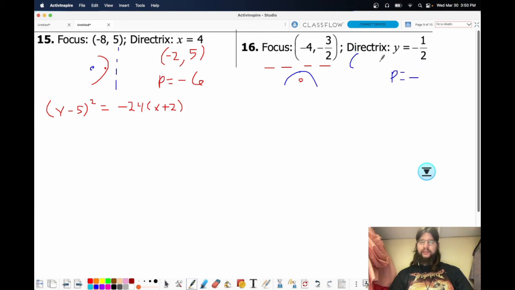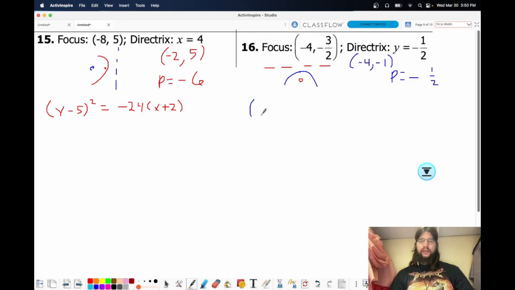Our vertex, the x value has to be the same as the focus. It's got to be right in the middle of those guys. Add them up and divide by 2. Negative 3 halves plus a negative half. That's negative 2 divided by 2 is negative 1. So we're half a unit away from each of those. So P is a half, negative.